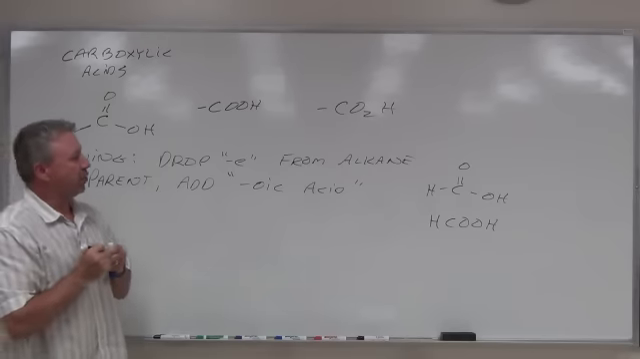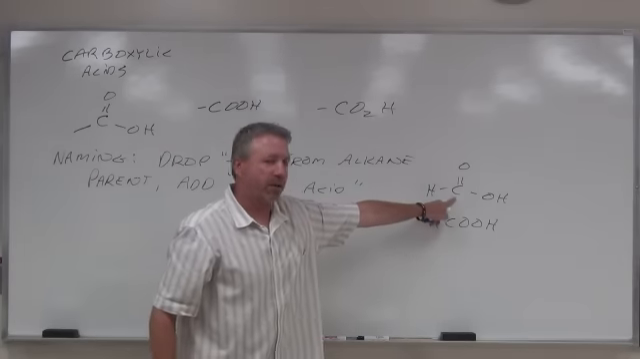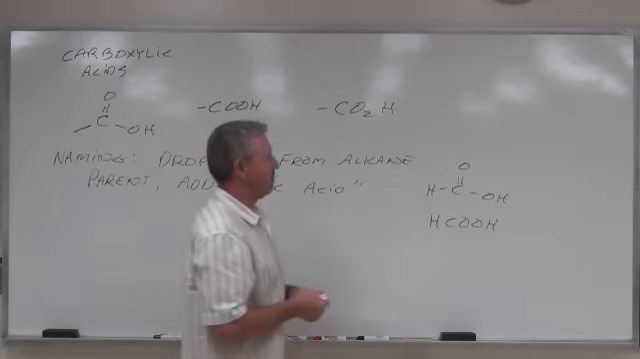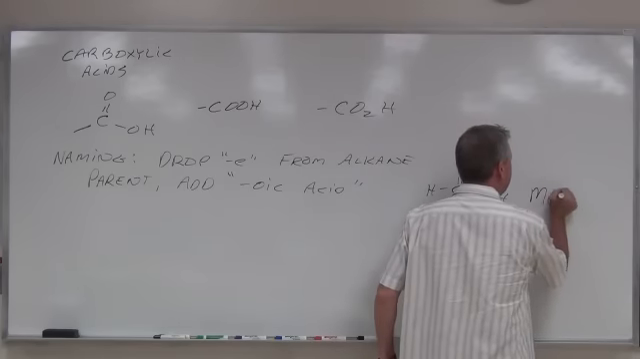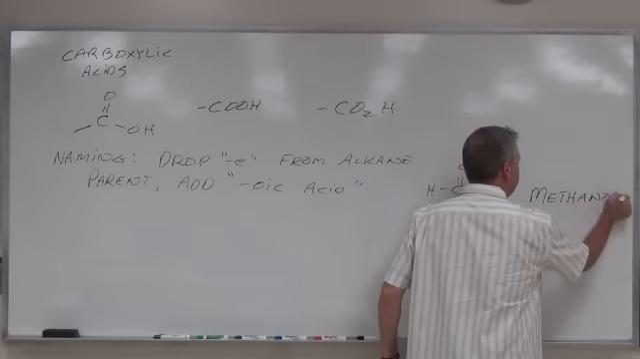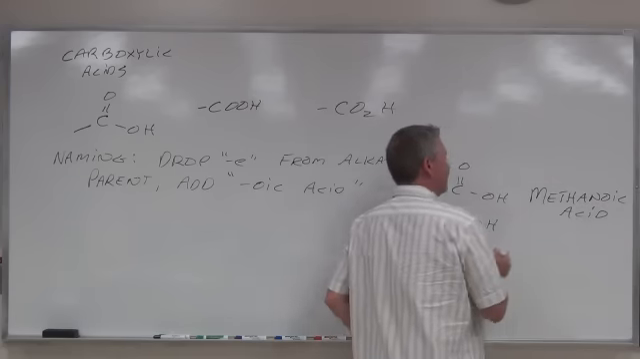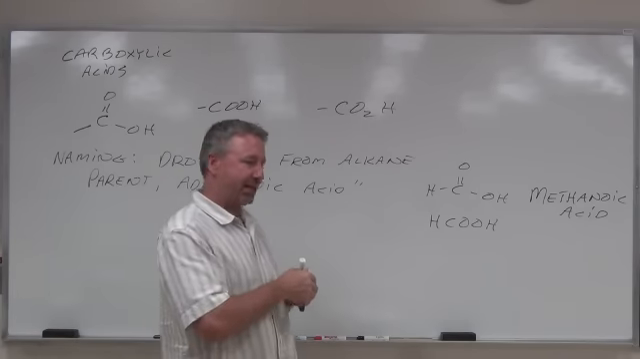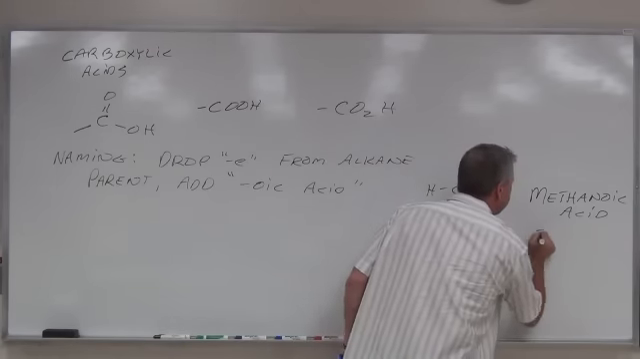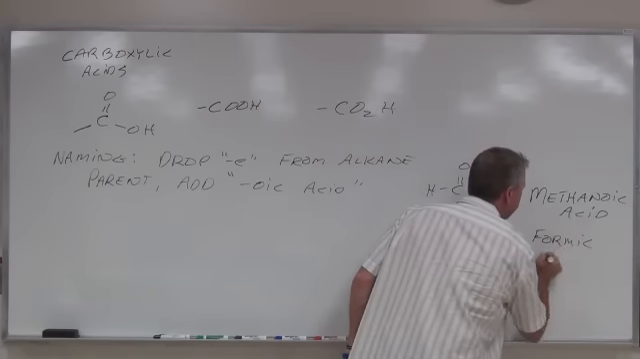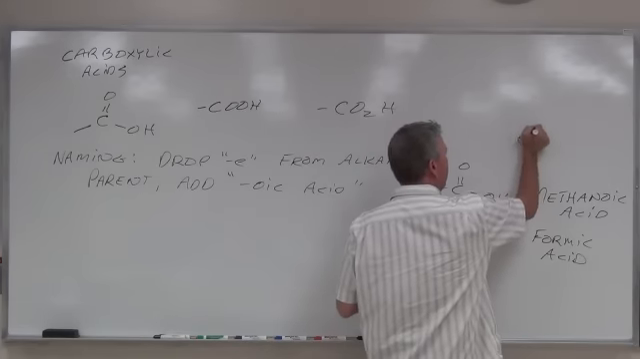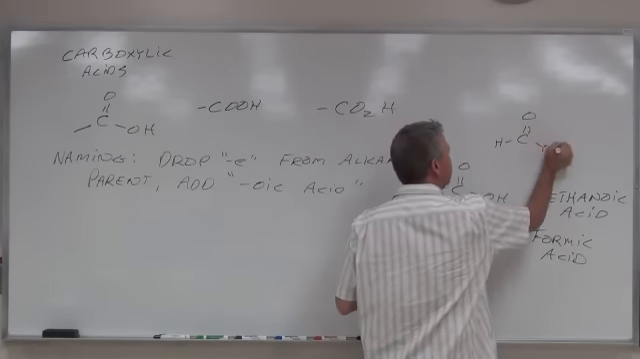Okay? Normally, we would say one carbon derivative is methane, right? We're going to drop the E and add OIC. We would call this methanoic acid. But it's not ever called that. Okay? It's got a common name, just like the first member of the aldehyde class had. This is called formic acid, its common name. Note the similarity to the first member of the aldehyde class, which was formaldehyde.